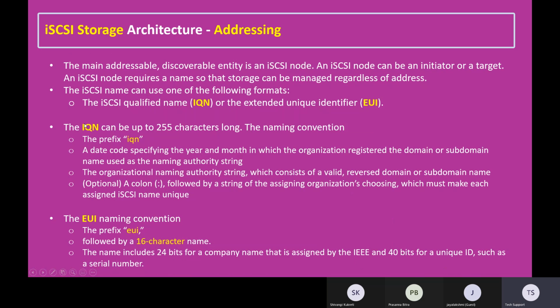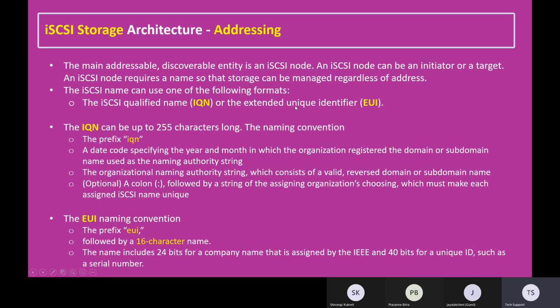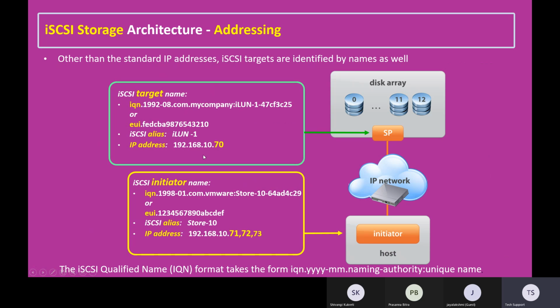Okay. Now let's try to understand the other format of iSCSI addressing. The other format is EUI addressing. The prefix starts with EUI. If you observe, the target address starts with EUI, and the initiator address also starts with EUI. EUI full form is extended unique identifier, and this is EUI followed by a 16 character name, and the name includes 24 bits of company name assigned by the IEEE, and 40 bits for a unique ID such as a serial number.